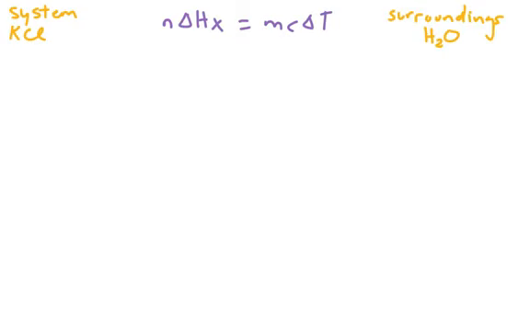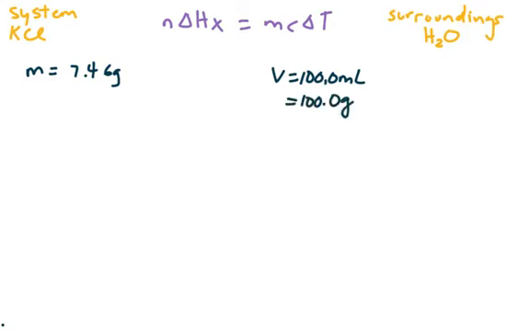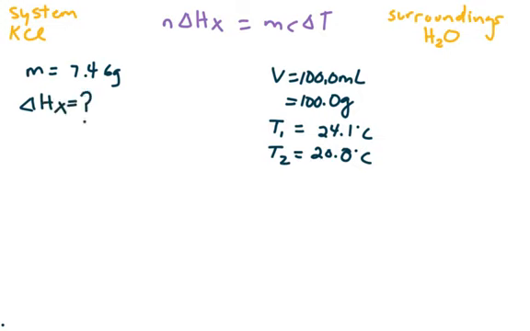So let's write down stuff that I know. I have a mass of potassium chloride of 7.46 grams. I have a volume of water of 100.0 milliliters. I'm going to convert that into a mass straight away. Because the density of water is 1, I can assume that 100 milliliters is equivalent to 100 grams. I also know that T1 for water is 24.1 degrees Celsius, and my T2 is 20.0 degrees Celsius, and I'm looking for the molar enthalpy of the solution. So there's my question mark.